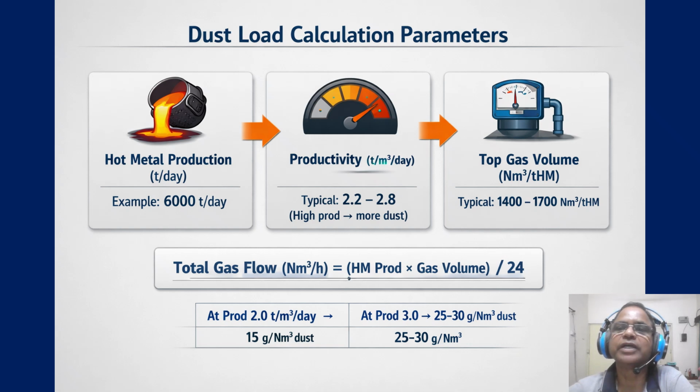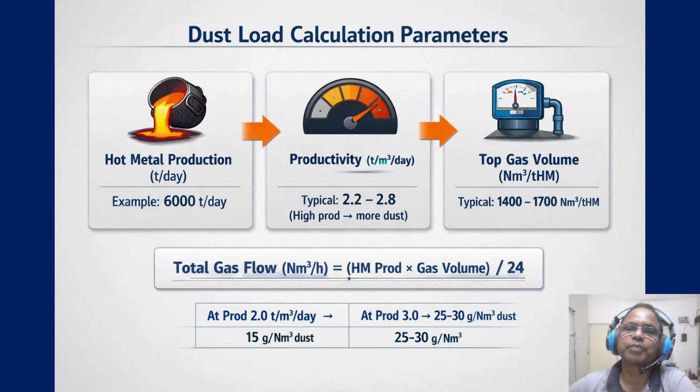So look at the small table at the bottom. At low productivity of 2.0, dust concentration is about 15 gram per normal meter cube. At high productivity of 3.0, it jumps to 25 to 30 gram per normal meter cube. That is almost double. So always adjust your dust load to productivity. Never assume a fixed number.